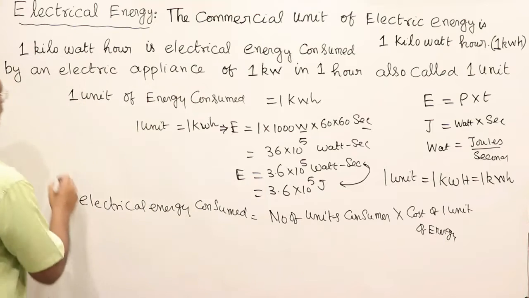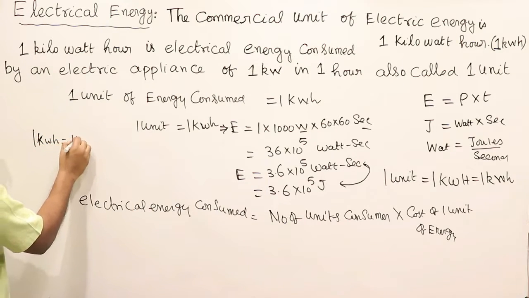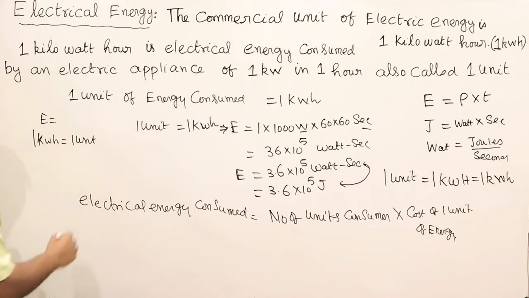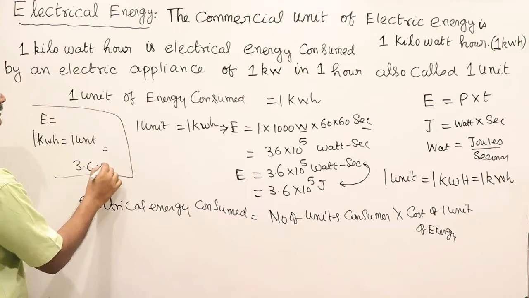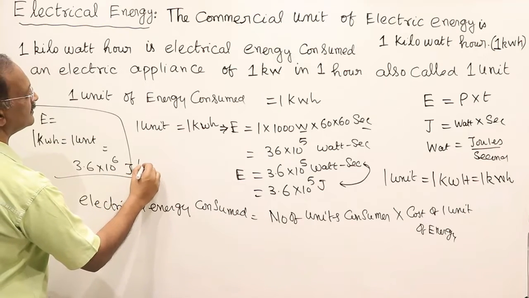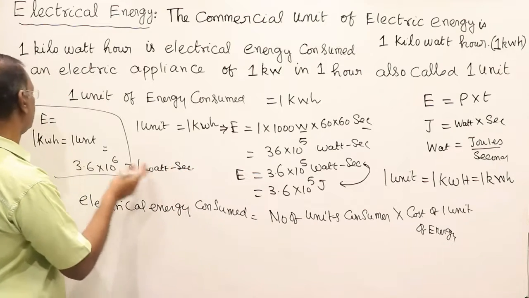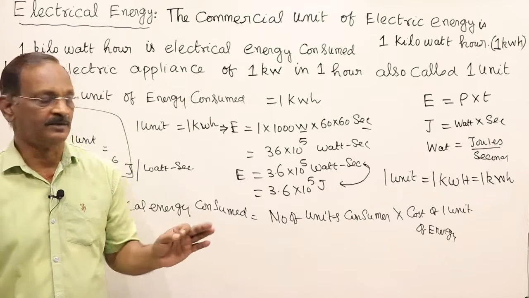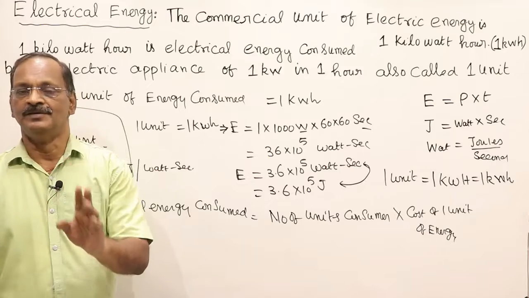So here two things are to be noted. 1 kilowatt hour is termed as 1 unit, and 1 unit of energy consumed is equal to 3.6 into 10 to the power 6 joules, or it may be expressed in watt second. If it is given in watt second, it means it is energy only. So electrical energy consumed is equal to the number of units consumed into the cost of 1 unit.